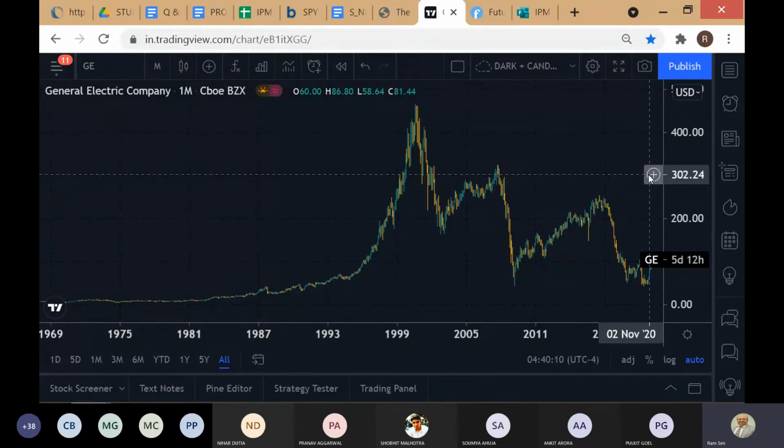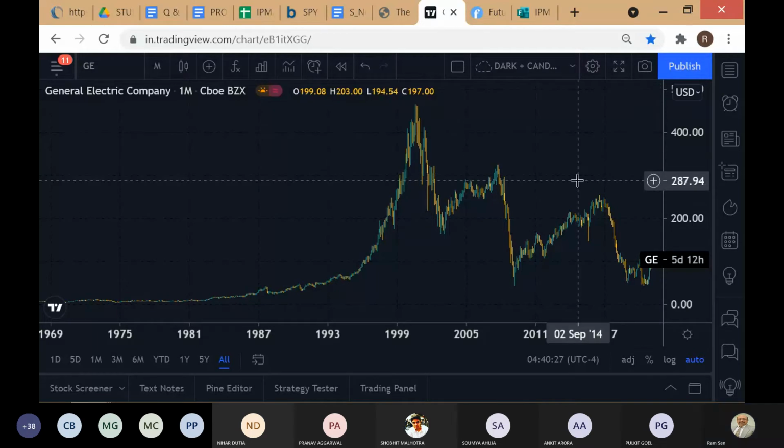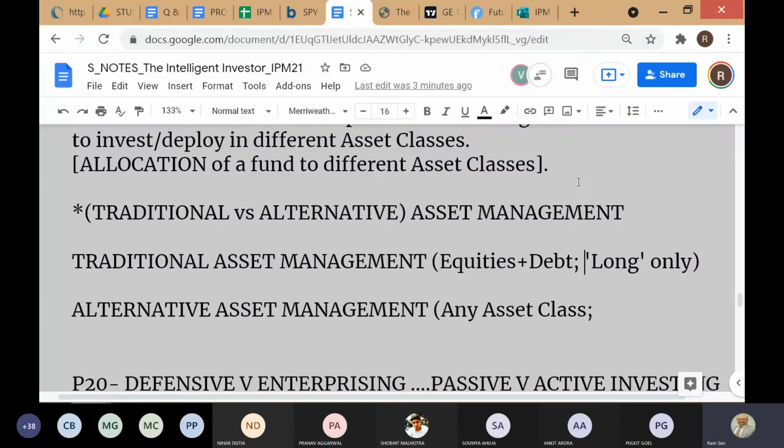So in value investing, and in any kind of mean reversion approach, one of the fundamental assumptions is that eventually the price is going to move towards my estimate of fair value. Remember, fair value is always subjective. So the second distinction is on the question of position. In TAM, we have only long positions, whereas in AM, we are willing to go short.